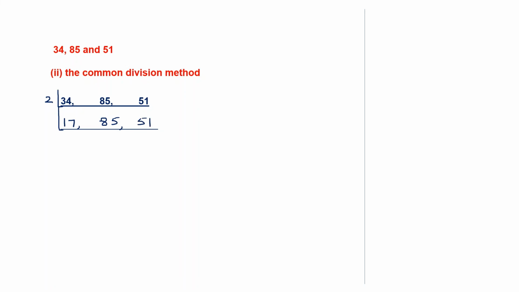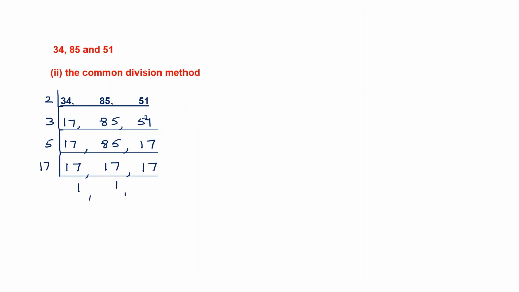Now I'm going to divide by 3. So 17 will come down as it is, 17. 85 also is not divisible. 51 is divisible by 3. 3 ones are 3 and then I have 2 there, that's 21. 3 sevens are 21. This time I continue with 5. So 17, I can't divide, I bring it down. Now 5 into 17 is 85. And I have 17 again. That means I can divide this by 17. I have 1, 1 and 1.